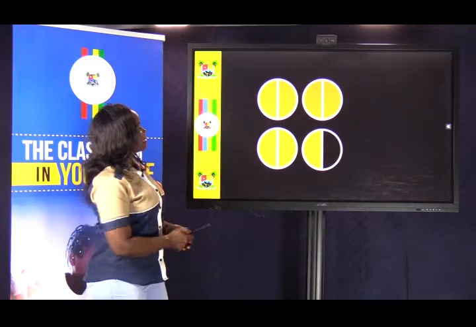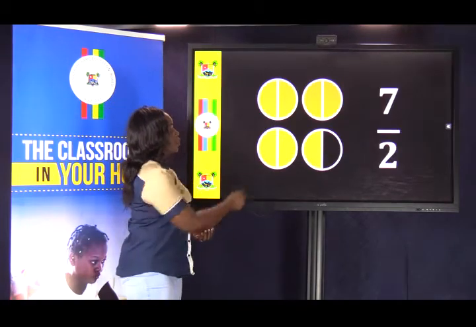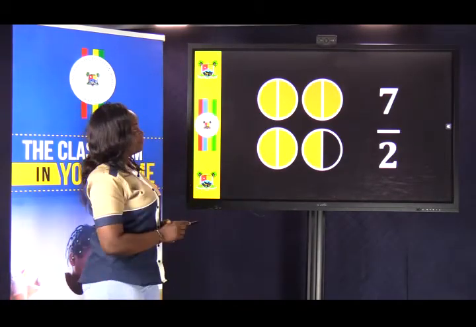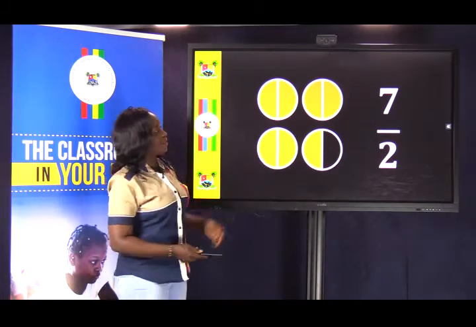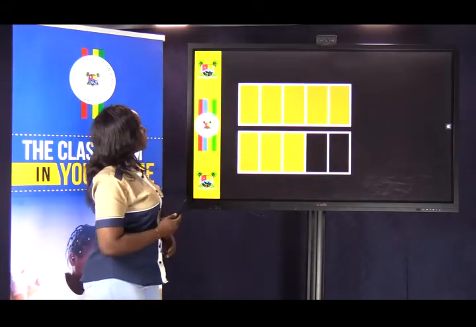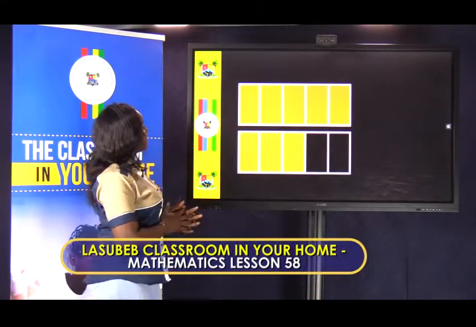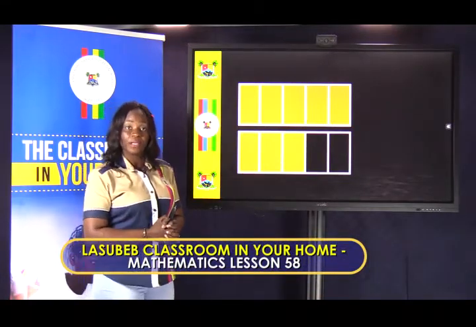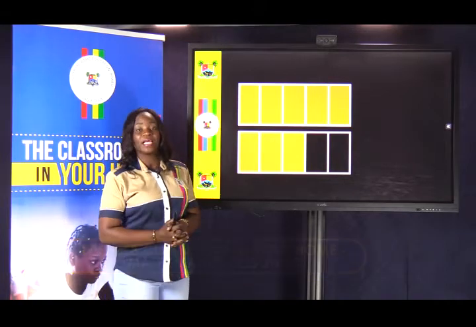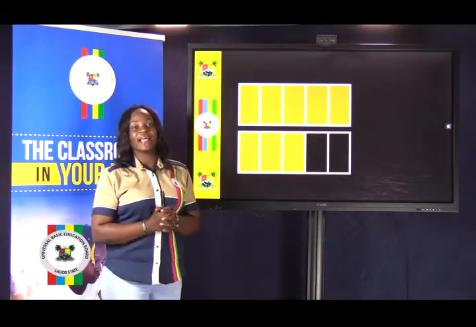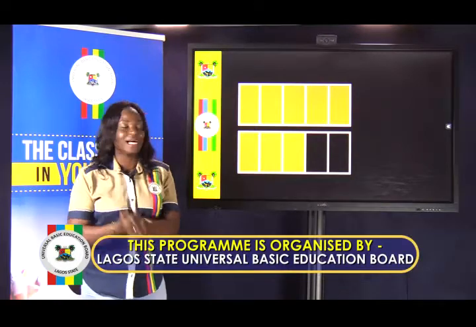How many parts are shaded? We have 7 over 2. 7 over 2, an improper fraction. Yes, count and tell what part is shaded in 5, 4, 3, 2, 1. Okay, 3, 2, 1. Time up.